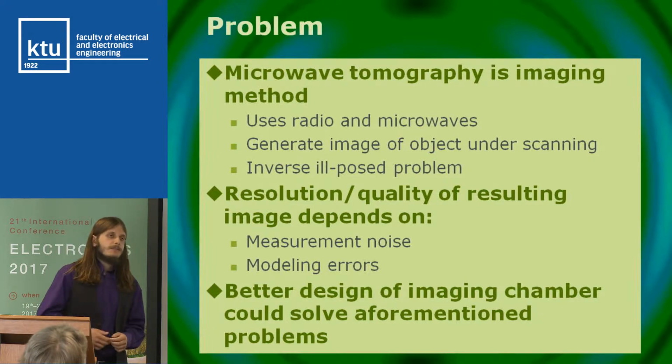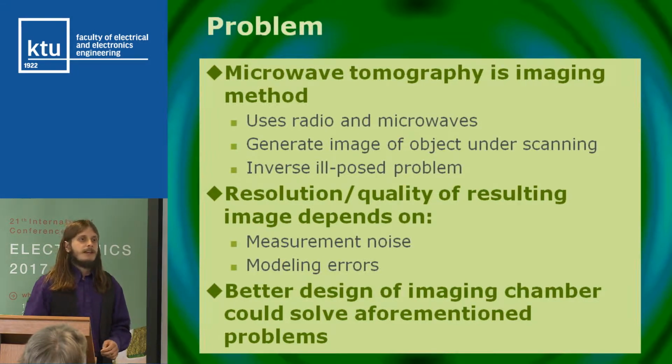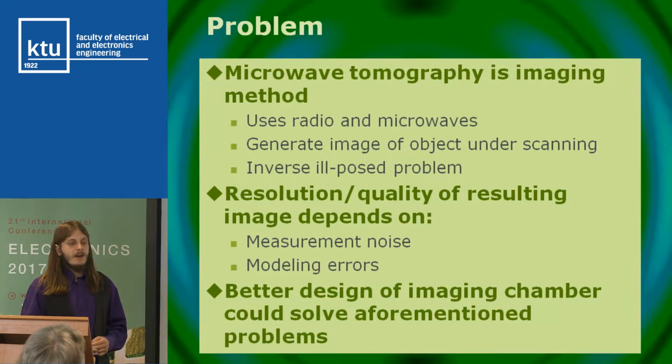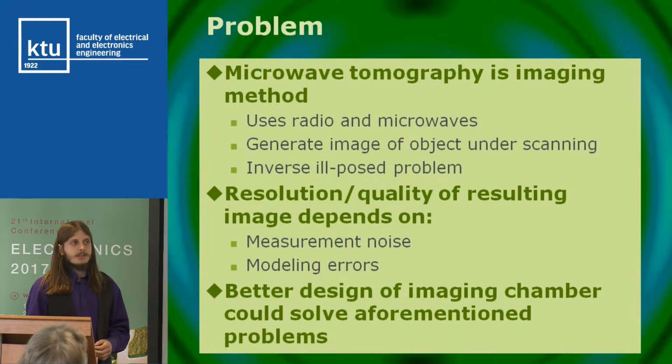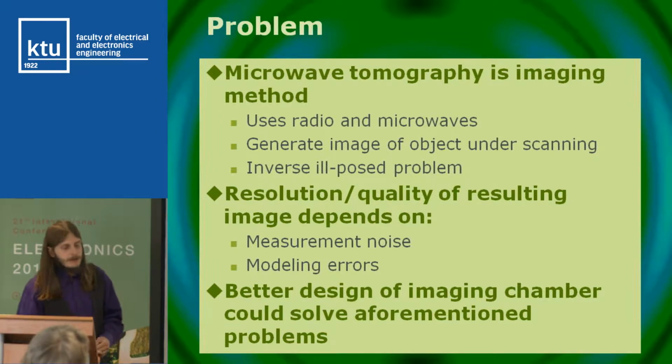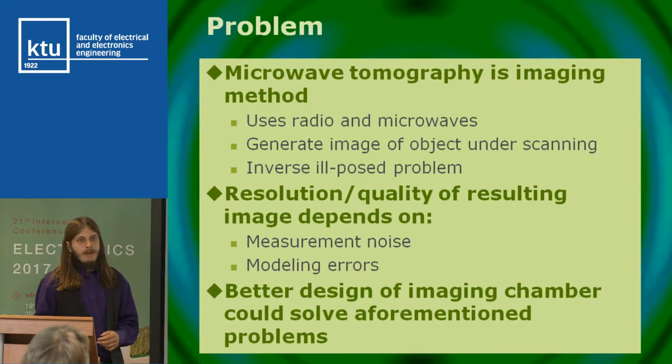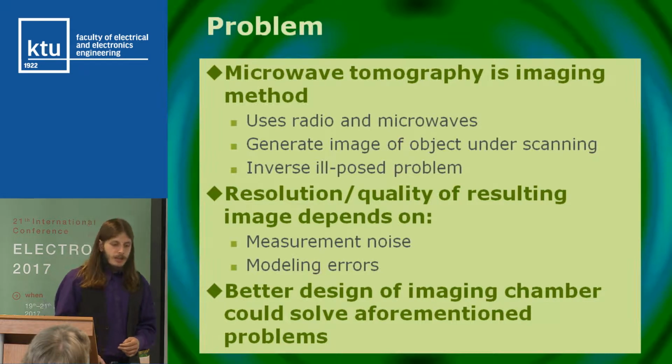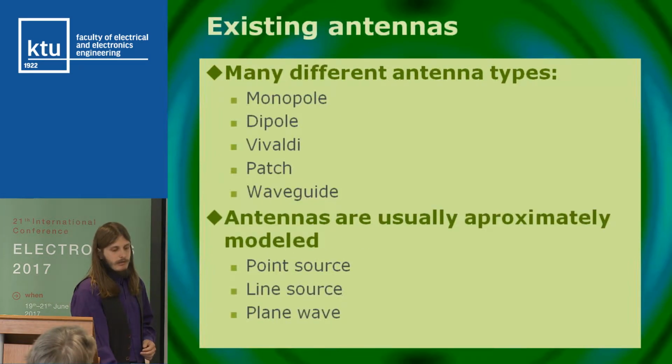What's interesting to find out in the literature is that the resolution and quality of the resulting image doesn't depend on the wavelength or the waves used, as is the case in radars or telescopes, but it depends on measurement noise and modeling errors. What we wanted to do is make a better design of the imaging chamber and antenna array to make these modeling errors and measurement noise lower.